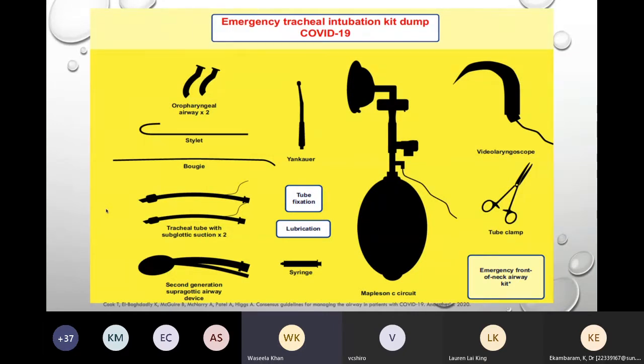I have to say, to this particular dump kit, I would also add in inline suctioning and a McGill's forceps. If you are using a standard BVM, remember to include the HME filters in this pack as well.